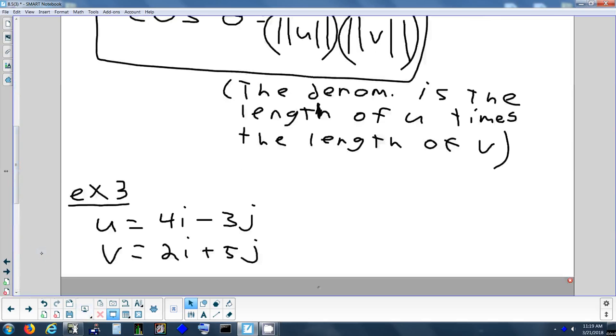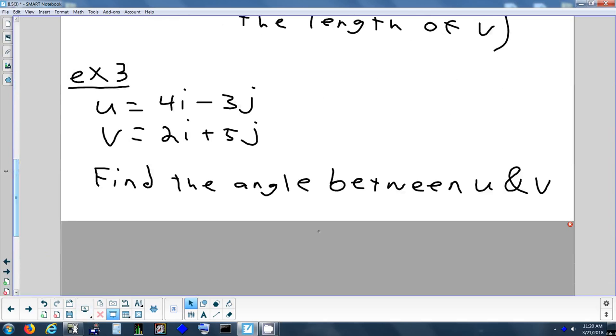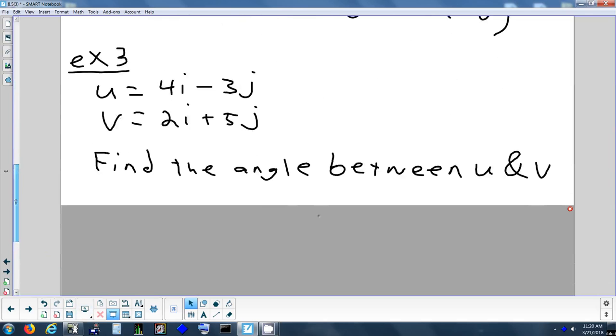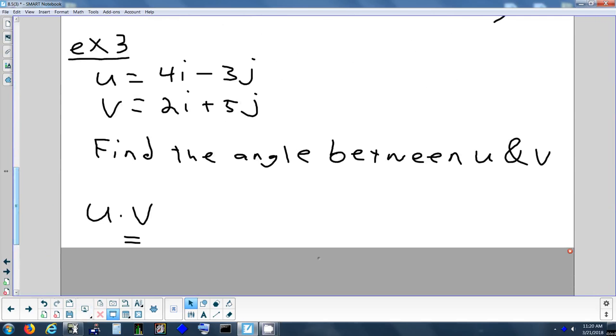Okay. So let's look at this one. So I've got two vectors, and I want to find the angle between them. I will tell you that most of the time, the angle is not a nice number. It's usually a decimal. So to find the angle between the two vectors, what's the first thing I said you need to find? The dot product. So let's start with the dot product.